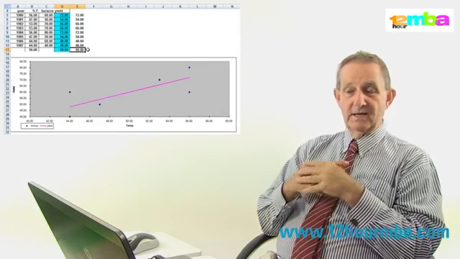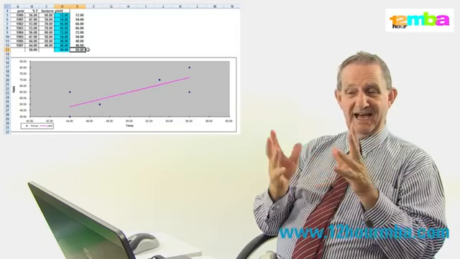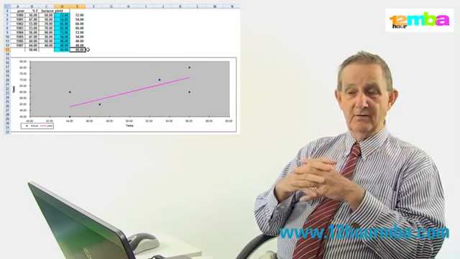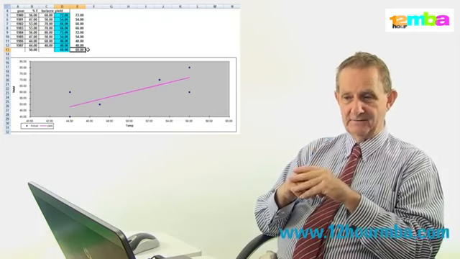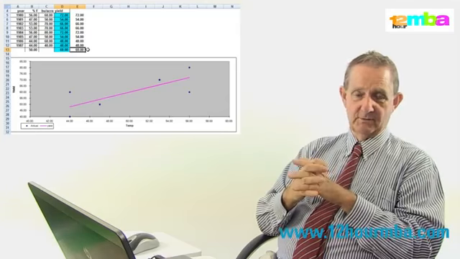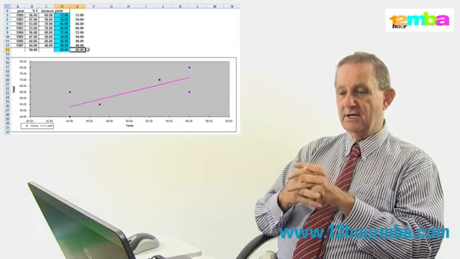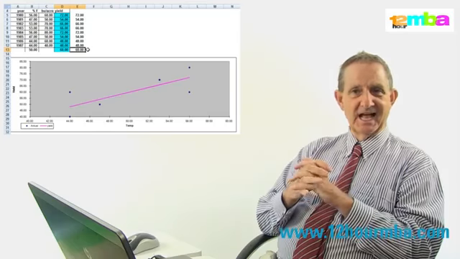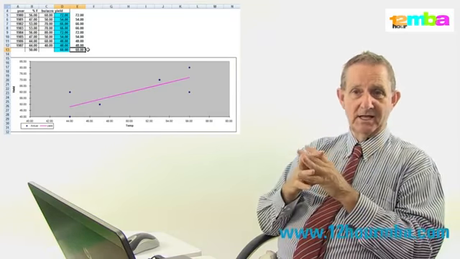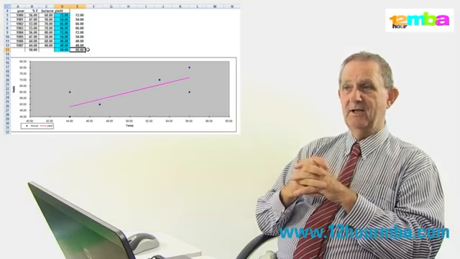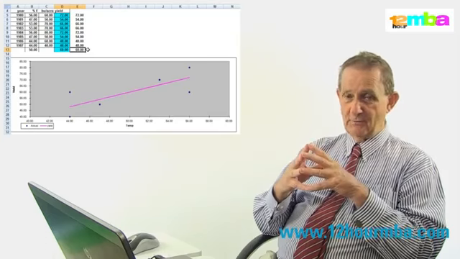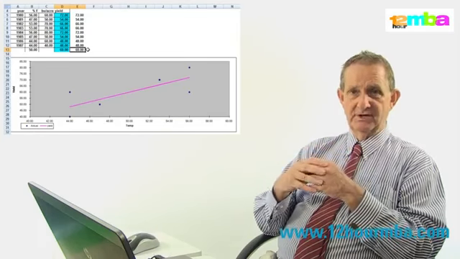Now, one of the key questions you always want to ask is, how good is this forecast? Is it something you can rely on heavily, or is it just a rough estimate? There are a number of ways you can measure that. One of the simplest is to use a statistic called the adjusted R-squared. The adjusted R-squared varies between 0 and 1. An adjusted R-squared of 0 means there's no relationship at all. An adjusted R-squared of 1 means there's a perfect relationship.